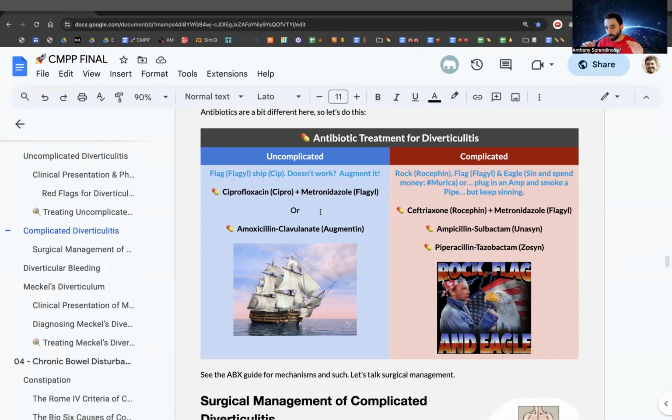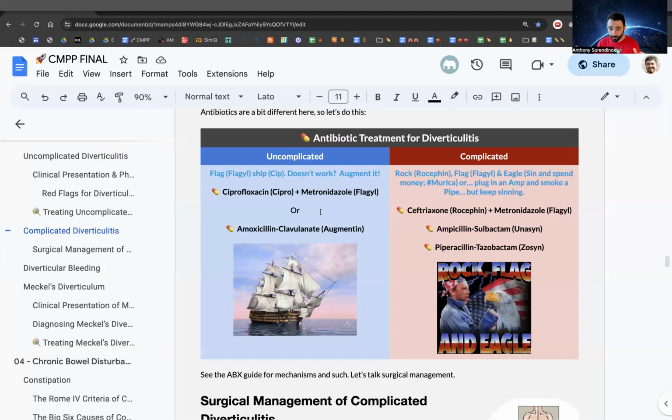Or if that doesn't work, or just augment it and bust out your Augmentin, which is your amoxicillin and your clavulanate, okay? If it's complicated, if you're an Always Sunny fan, rock, flag, and eagle. Rock is Rocephin. Flag is Flagyl. And eagle, I think of like you're just sinning and spending a bunch of money. So you pull out those Unasyn and Zosyn, those really expensive combos, or you plug in an amp and smoke a pipe. So that'll help you remember the ampicillin, piperacillin part.